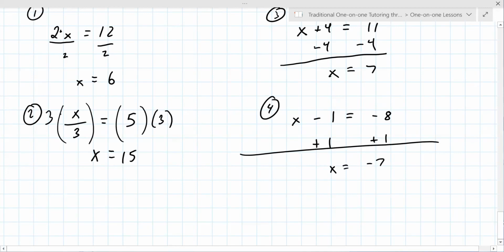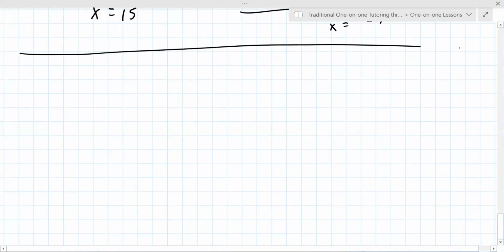Okay, I think we should try another grouping of these before we move on. So you're going to find that you use your algebra skills in geometry. In geometry, you're going to use these algebra skills.